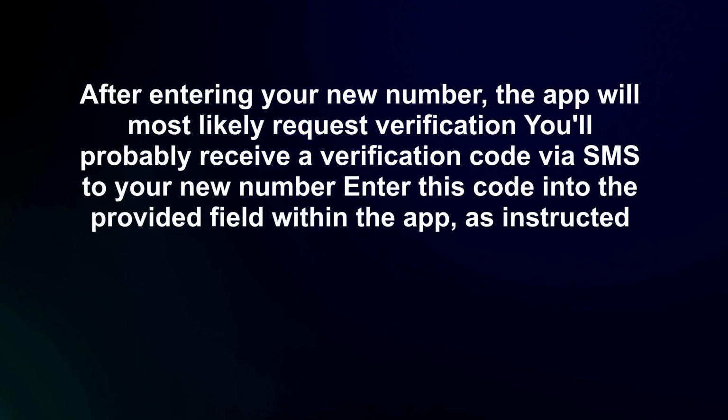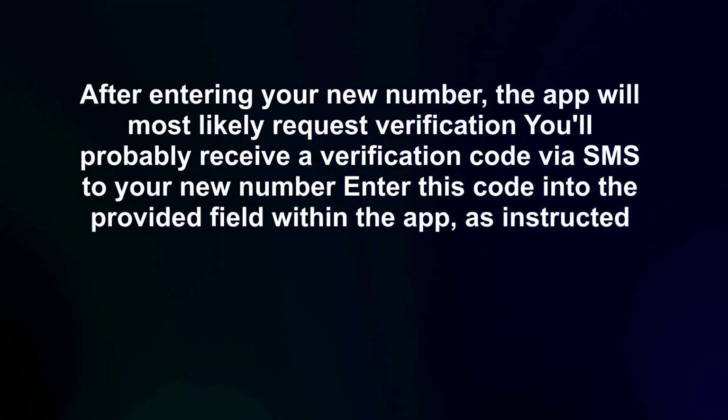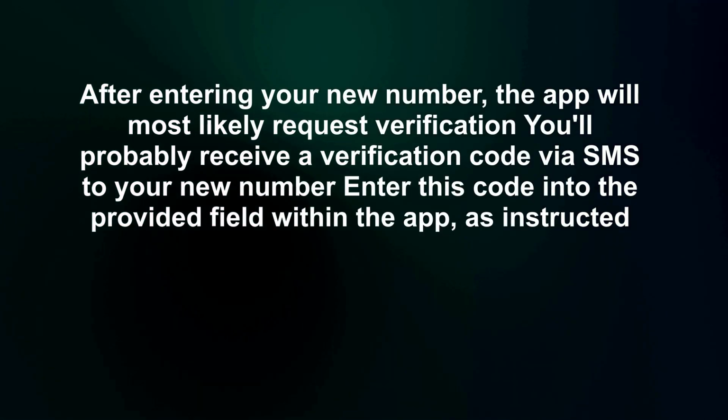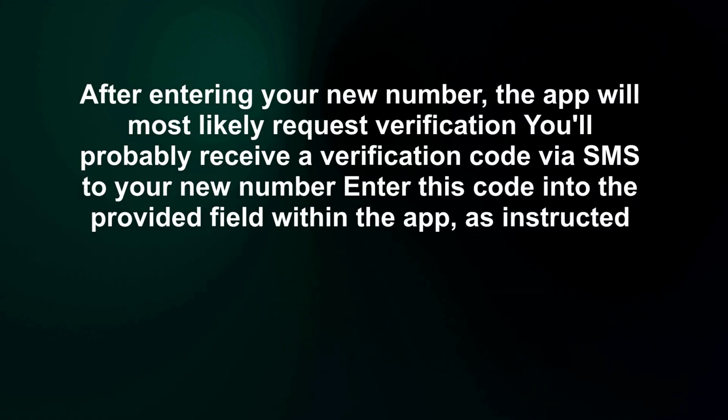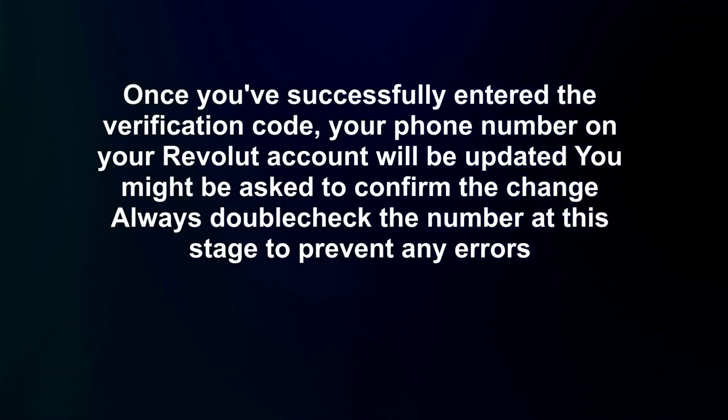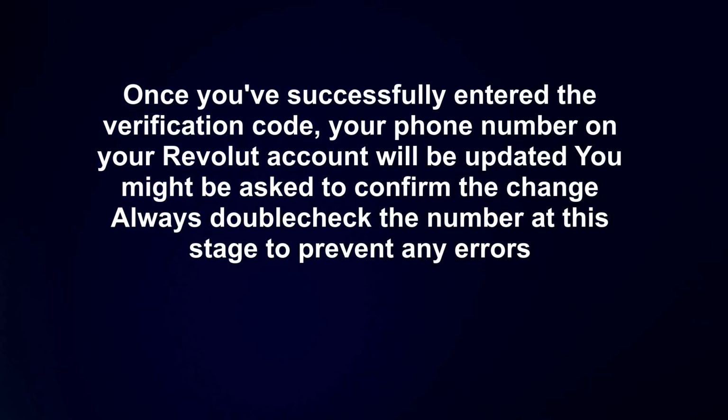After entering your new number, the app will most likely request verification. You'll probably receive a verification code via SMS to your new number. Enter this code into the provided field within the app as instructed. Once you've successfully entered the verification code, your phone number on your Revolut account will be updated.